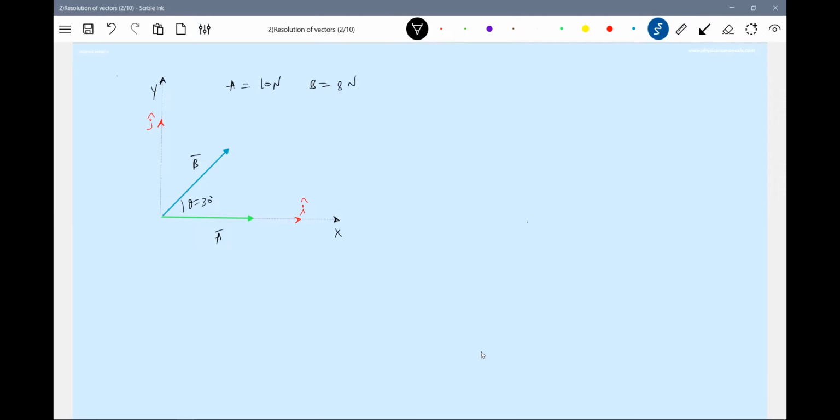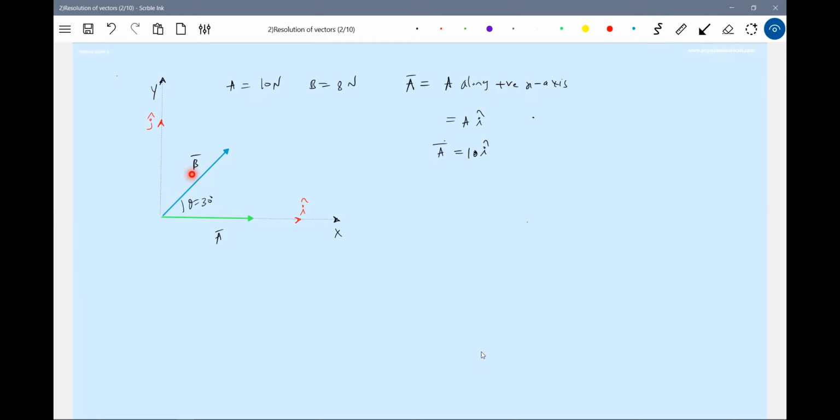A bar, you are going to write in a very simple way. A bar is equal to A into i cap, along the positive x-axis. And what is the value of A? 10 i cap. Very systematically you are expressing the vector a bar. There's no problem. You're just going to say 10 i cap.